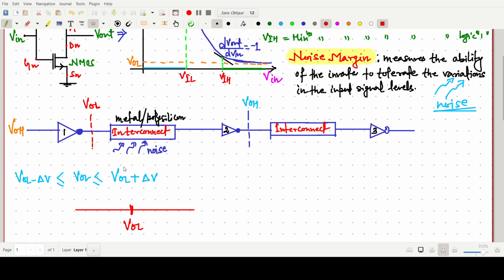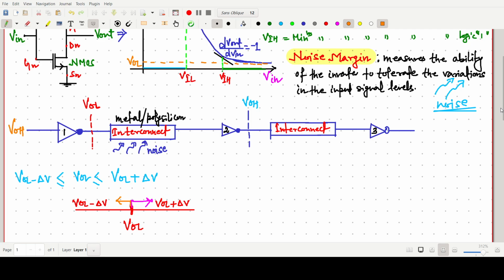The output signal of the first inverter, that is our VOL, will be perturbed during transmission. This value may be either VOL plus del V, some voltage coming due to noise, or it may decrease to some lower voltage level. There are two possibilities.